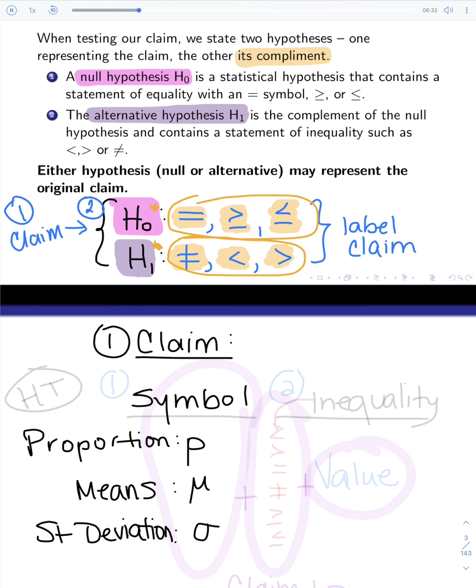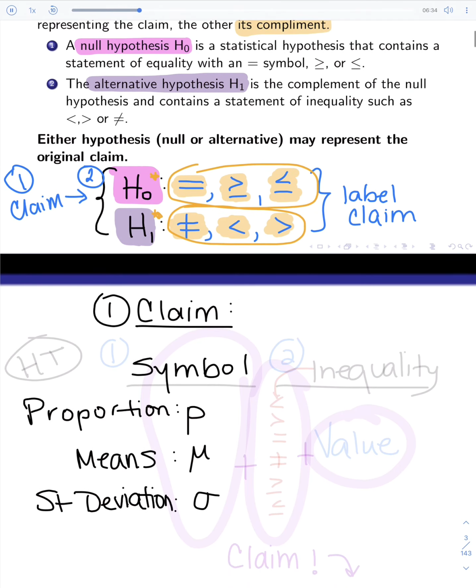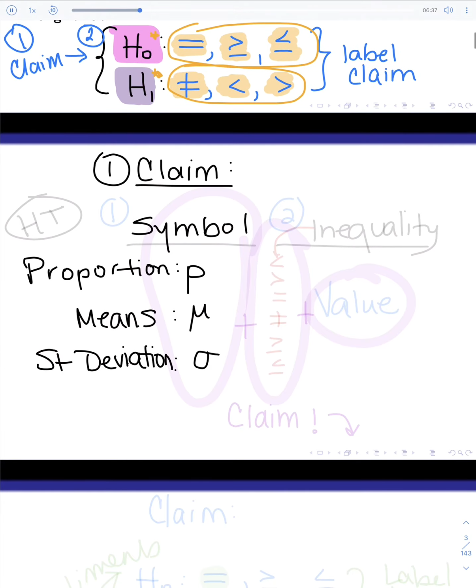And so this should again remind you of what we were doing in Chapter 7. In 7.1, we did confidence intervals for proportions P. In 7.2, we did confidence intervals for the mean mu. In 7.3, we did confidence intervals for the standard deviation sigma. So it's basically the same thing, but now, instead of confidence intervals, we're going to do hypothesis testing. So the first thing that you're going to do is you're going to choose a symbol, whether that's going to be P, mu, or sigma.